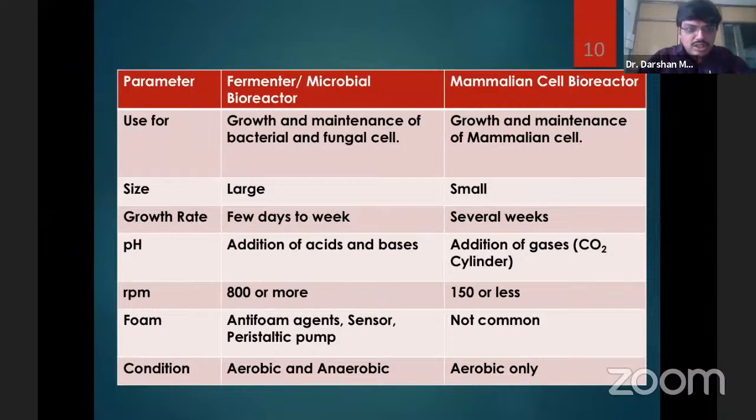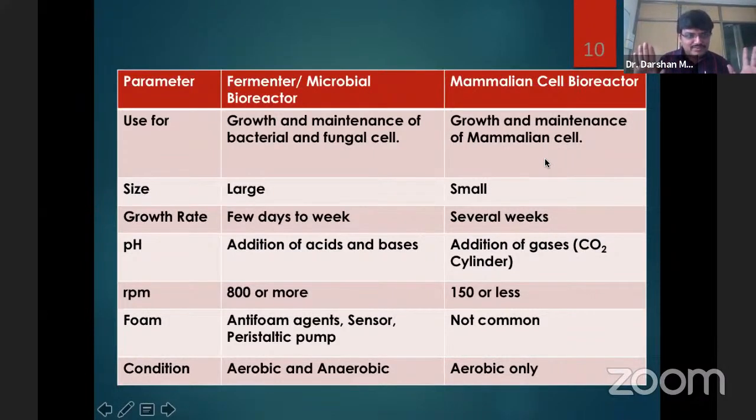When you talk about the maintenance of pH over here, the pH is going to be maintained by means of acid and base. They are available and you can maintain the pH. Whereas in the case of bioreactor, for the maintenance of pH, what is available? You are having a CO2 cylinder.